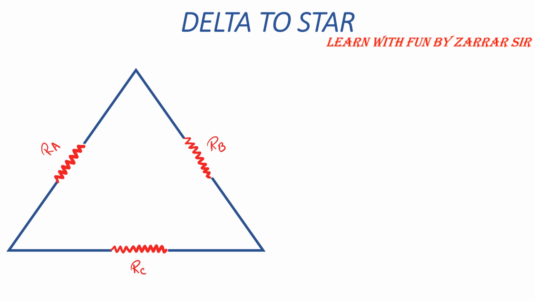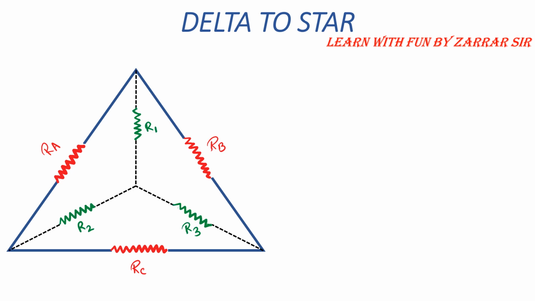The next part is we'll be understanding today delta to star configuration. So assume you have a delta network like this and you need to convert it into a star network. We know what is delta and what is star. So first of all, the basic task that you need to do is make the resistor inside it. So there are three resistances. So now we have converted delta to star. Now what are the values of R1, R2 and R3 that we need to find?